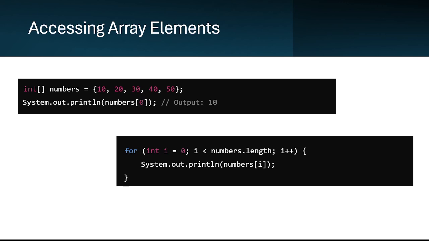The second example is a for loop. This will print out every element within the array.